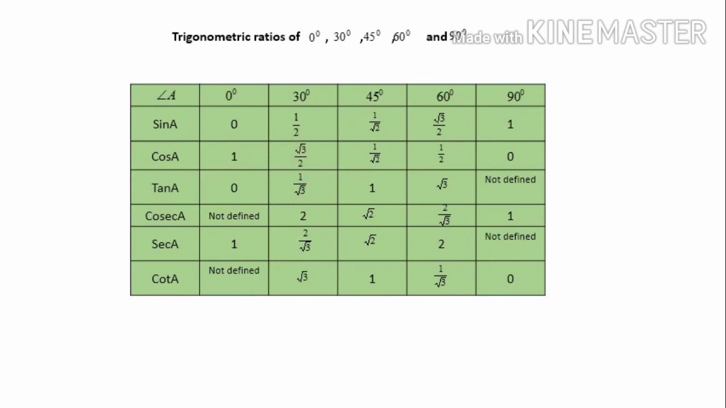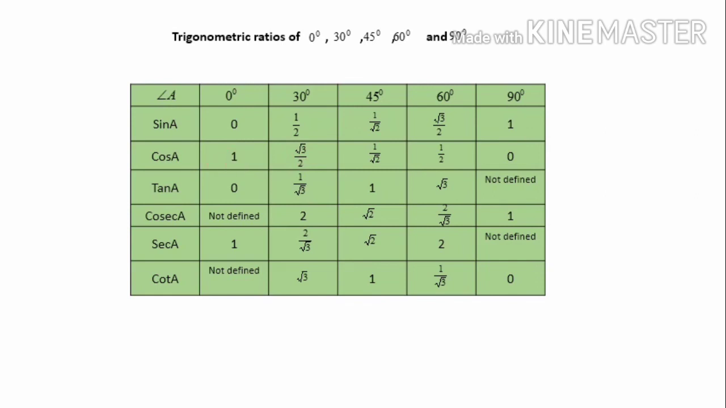Once again, we have only 5 values, that is 0, 1 by 2, 1 by root 2, root 3 by 2, 1. I filled them in the sine row from left to right. Then by using the same values, I am filling the cos row from the right end to the left, that is 0, 1 by 2, 1 by root 2, root 3 by 2, 1.